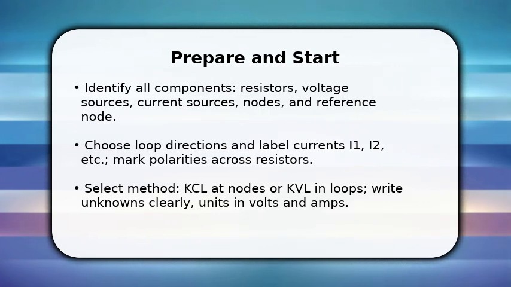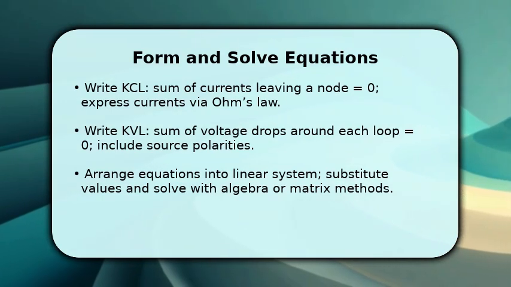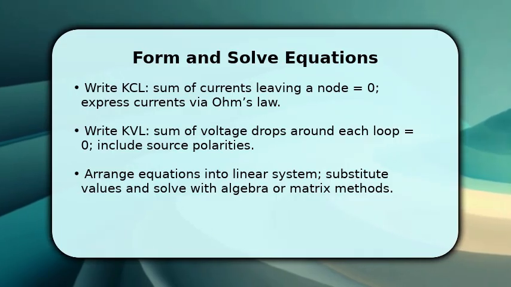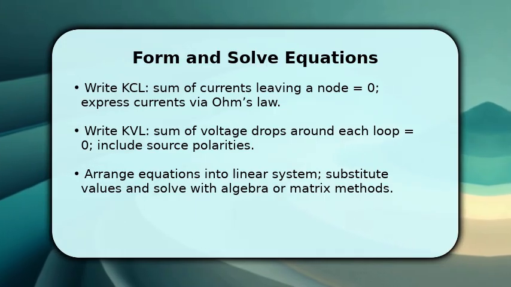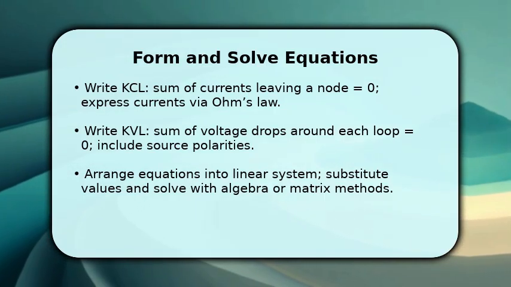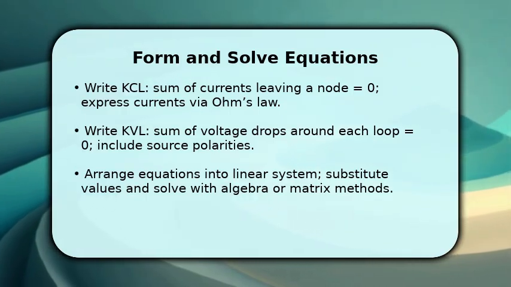No hesitation, start writing. Once your unknowns are defined, write KCL at each non-reference node and KVL for independent loops, explaining signs as you go. Substitute Ohm's law, V equals IR, to convert voltages to currents or vice versa. This makes equations linear in the chosen unknowns.